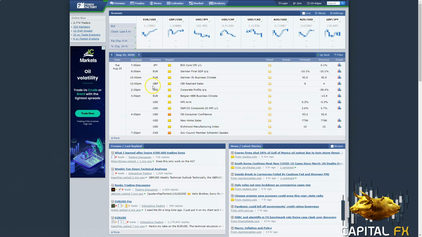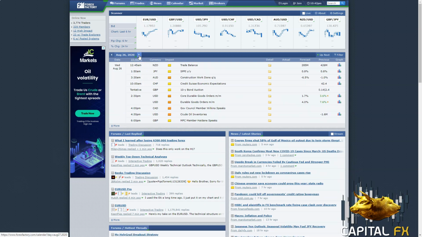So on Tuesday, nothing much happening, just except for these two moderate news events at 4 p.m. and 7:30. On Wednesday, also not that busy, but we just have a couple of moderate news events at 3 a.m., the Aussie dollar, and then 2:30 to 4:30, the US dollar news. This will be very crucial for us to note, and I'll explain when we discuss the market breakdown.